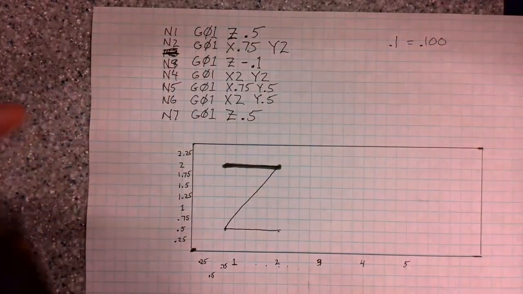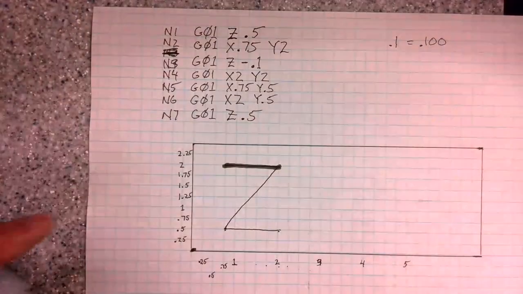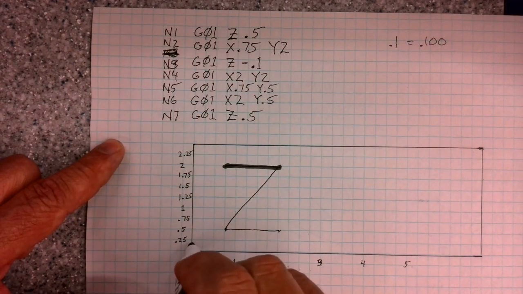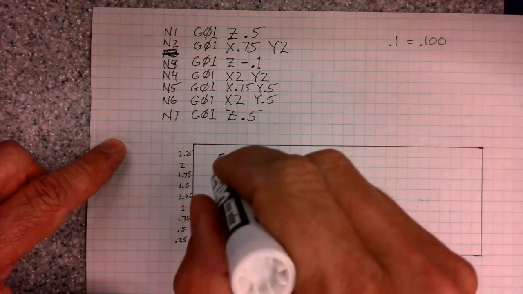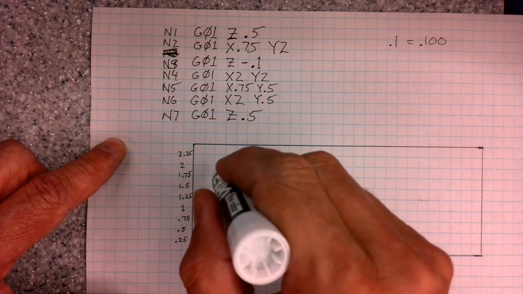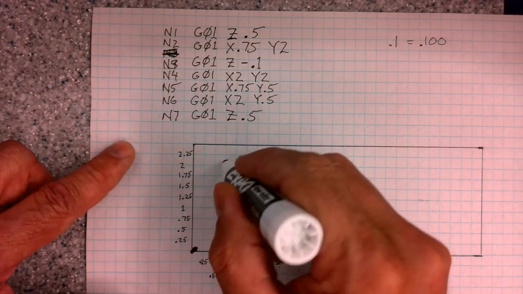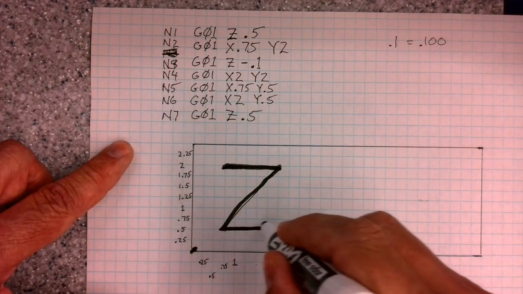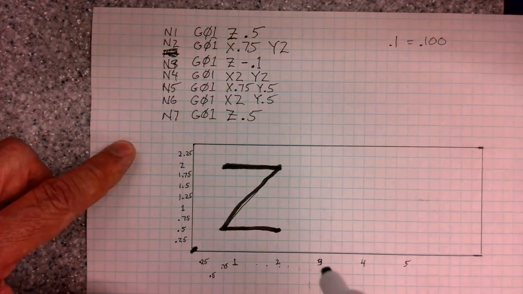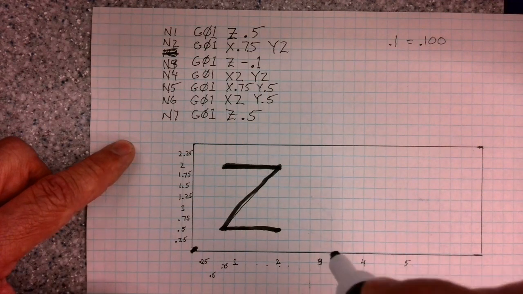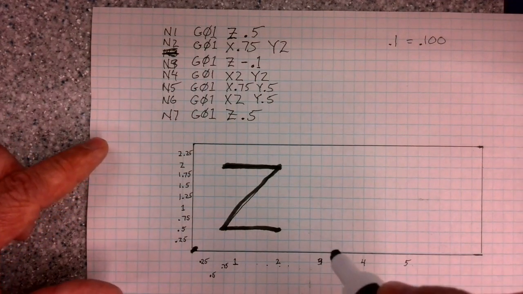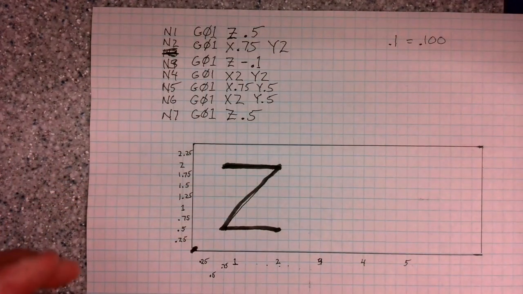But anyway, we have 7 lines of code. The cutter is here. We turn the machine on so it's spinning. It lifts up, goes here, and 2, and 3, and 4, and 5, and 6, and 7. In which case, if we wanted just a Z, we could turn the machine off and we would have that cut. That is lesson 1 in G-code.